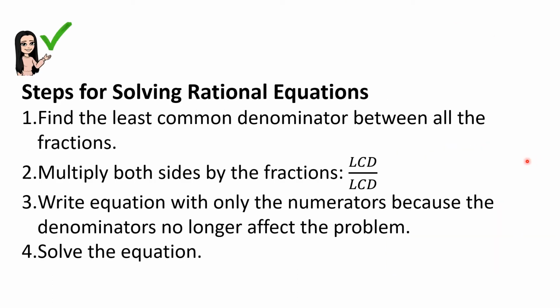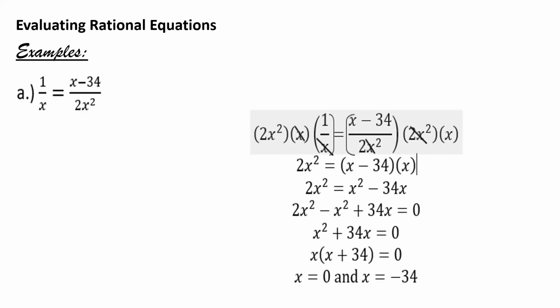Here are the steps for solving rational equations. First, find the least common denominator between all the fractions. Second, multiply both sides by the LCD. Third, write the equation with only the numerators because the denominators no longer affect the problem. And fourth, solve the equation.